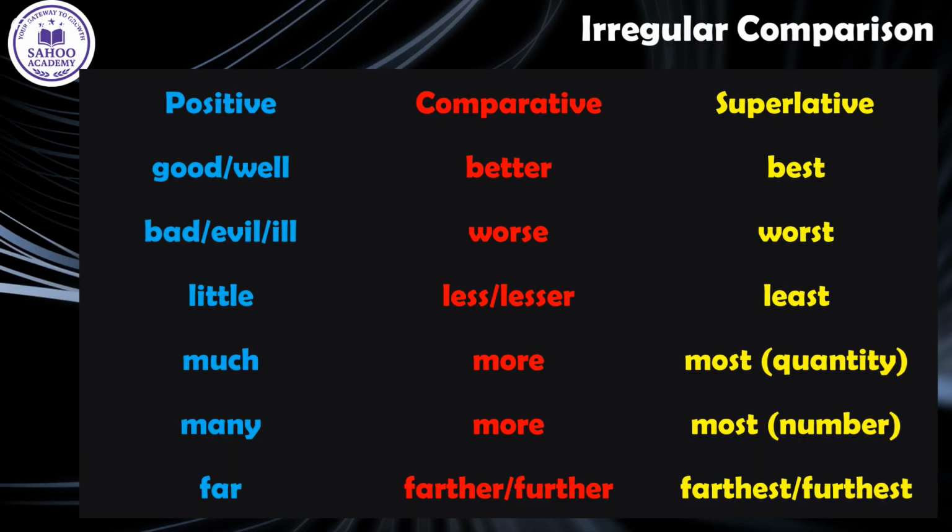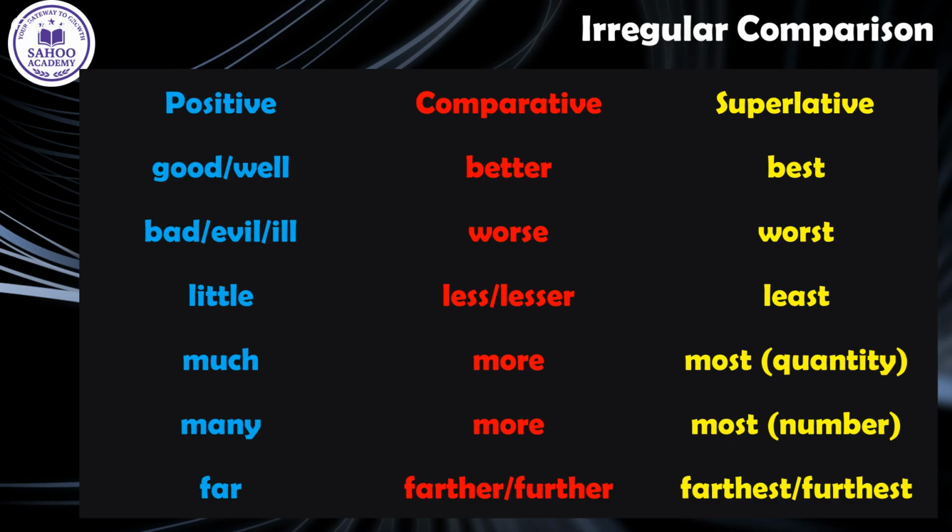Now let's move to something very important, irregular comparison. Usually we form the comparative and superlative by adding er or est, like tall, taller, tallest. But some adjectives don't follow this rule. They change their form completely. These are called irregular adjectives. For example, good or well becomes better and the superlative form is best. Similarly, bad, evil or ill becomes worse and the superlative is worst. Next, the adjective little becomes less or lesser and the superlative form is least.